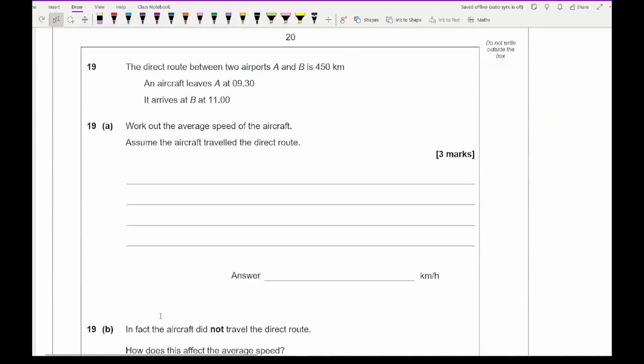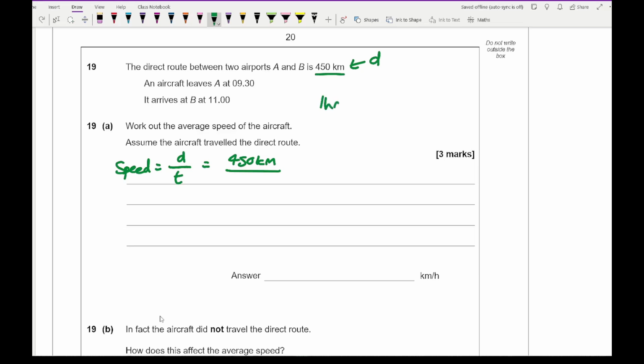Moving on to question 19, it says the direct route between 2 airports A and B is 450 kilometres. An aircraft leaves A at 9:30 and arrives at B at 11:00. Work out the average speed of the aircraft. Assume that the aircraft travelled the direct route. So here speed is equal to distance divided by time. The distance travelled is 450 kilometres.